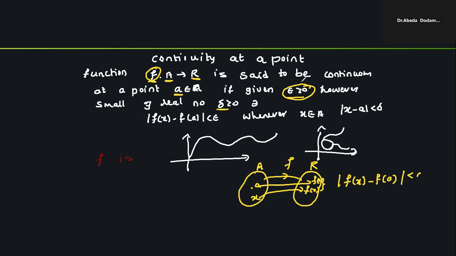This should be less than epsilon whenever x belongs to A and the difference between x and a is less than delta. If this condition is satisfied, then we say that the given function f is continuous at the point a.